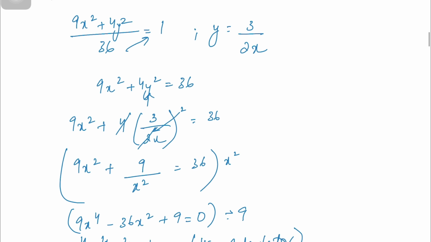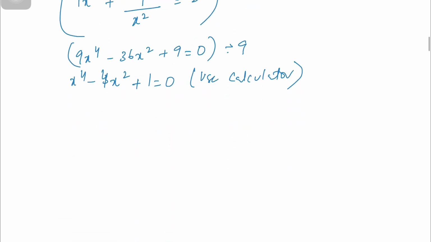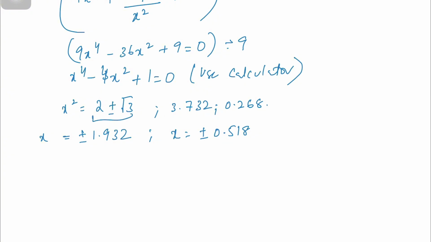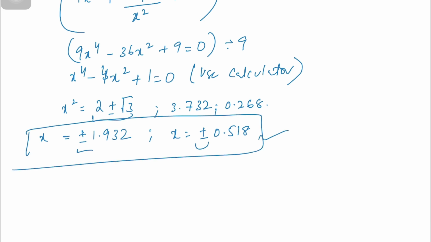Since there is no restriction on the calculator, we can use our calculator to get our answer for x squared. This would be 2 plus minus root 3, or to write it simply, this would be 3.732 or 0.268. We can take the square root of both the answers, so we get x equals plus minus 1.932 and x equals plus minus 0.518. This would be 2 plus root 3 and 2 minus root 3, and then this would be square rooted to get our answers as positive and negative. So this is our final answer.